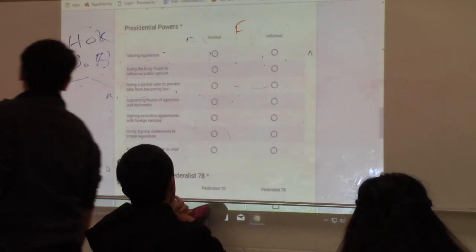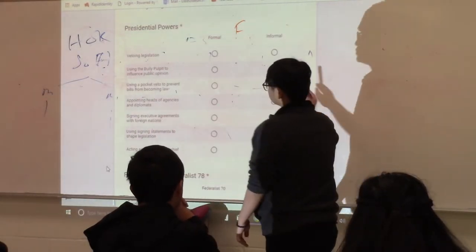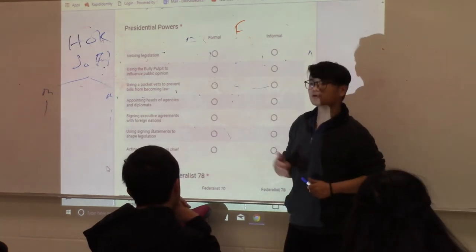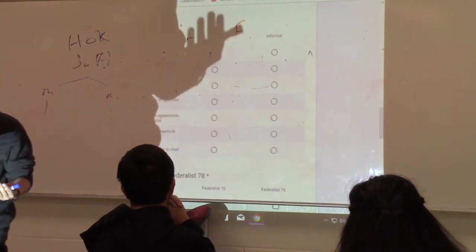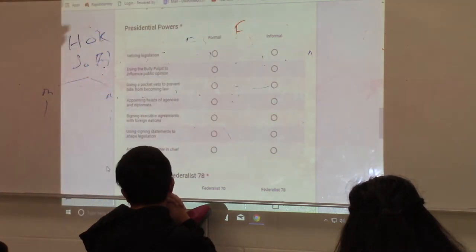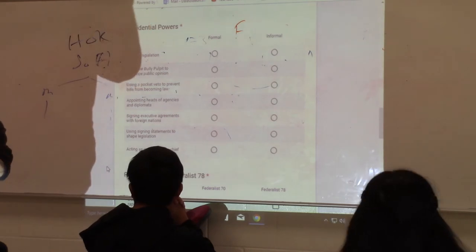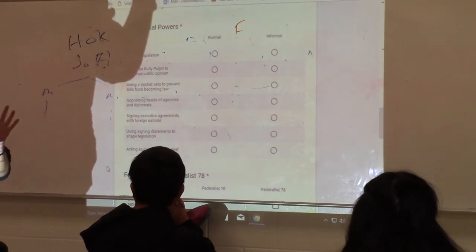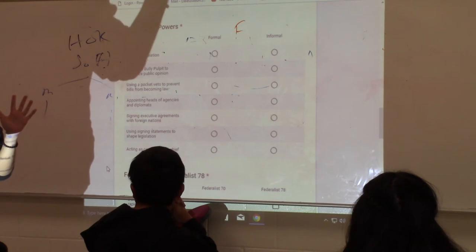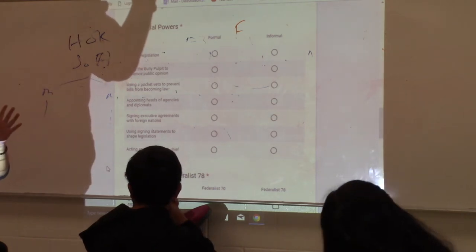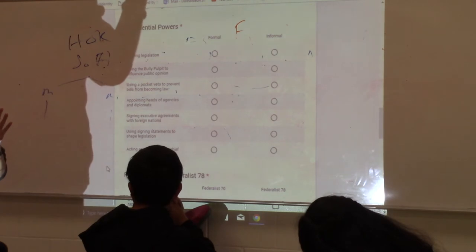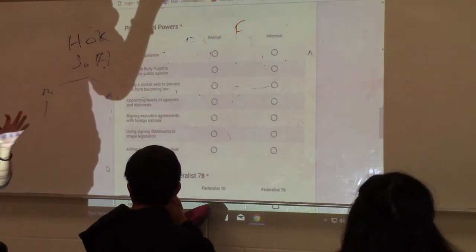All right, so guys, when they ask you about his formal powers, which are constitutional powers, and his informal powers, which are not necessarily in the Constitution but maybe implied by the Constitution, what I do is remember the five informal powers, and the rest of the president's powers are in the Constitution. Make sense? So just memorize the five. Executive order. What else? Executive agreements.